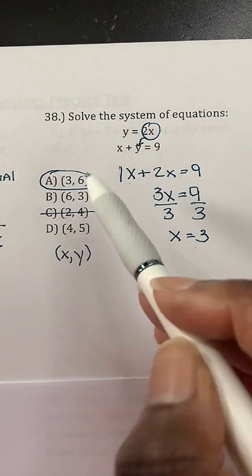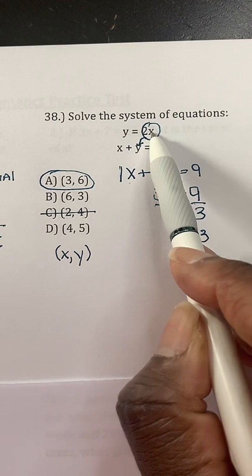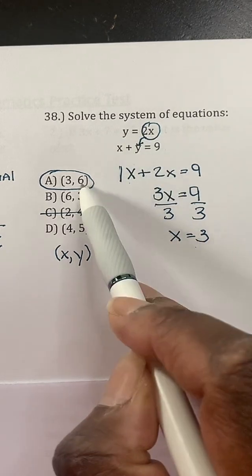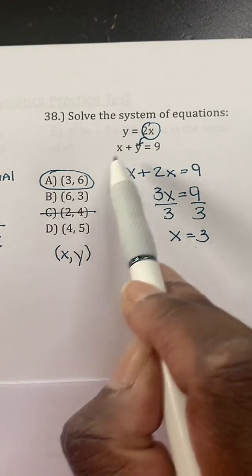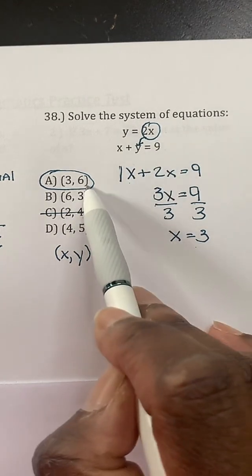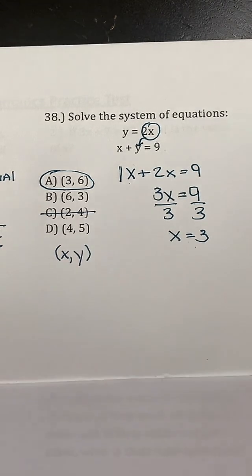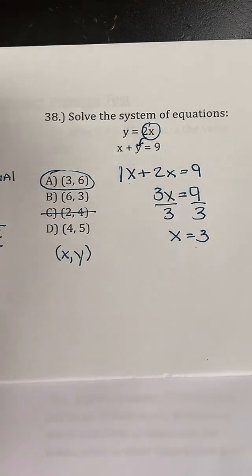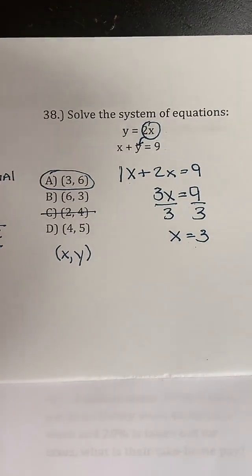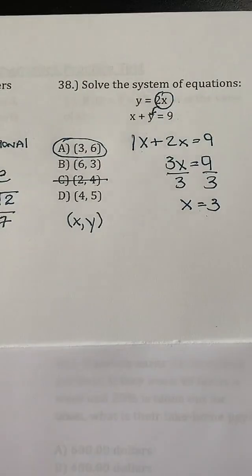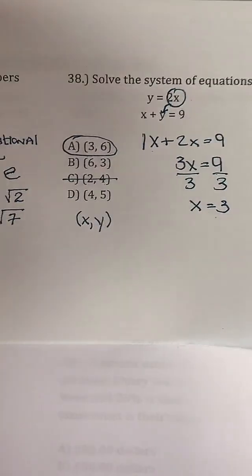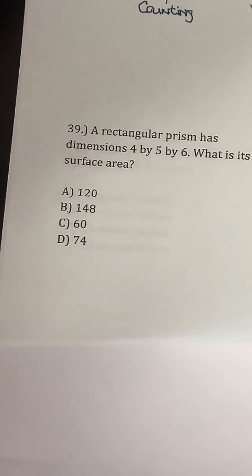Okay, so if you wanted to, you could have put the 3 in for the x. 2 times 3 gives me 6, and that was my y value. I can add the 3 plus the 6 together and get my 9, and that's another way that you can pick your answer of A. All right, so just make sure you're plugging in the right number for the right variable.